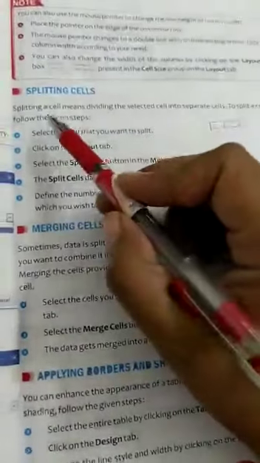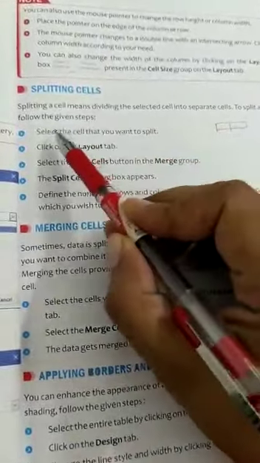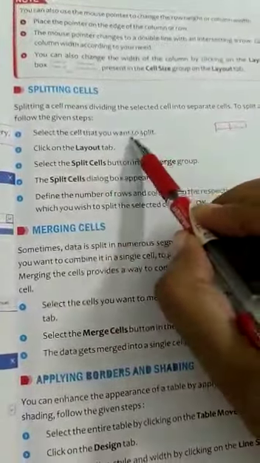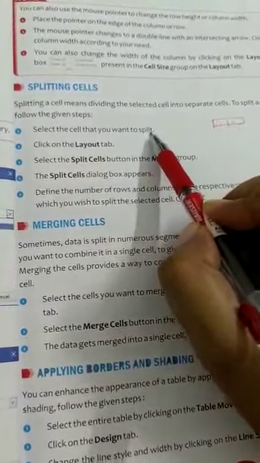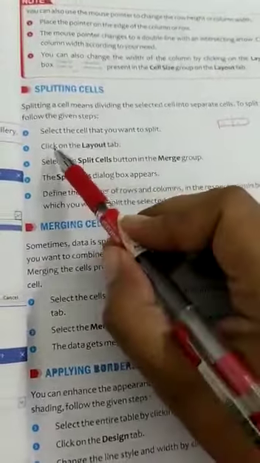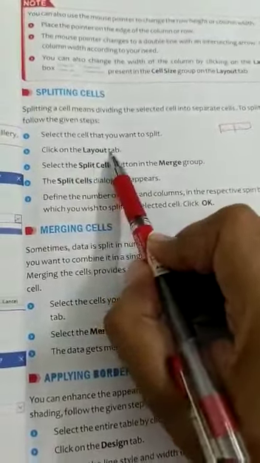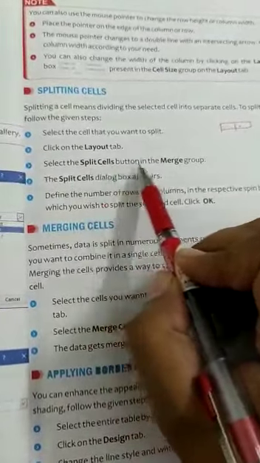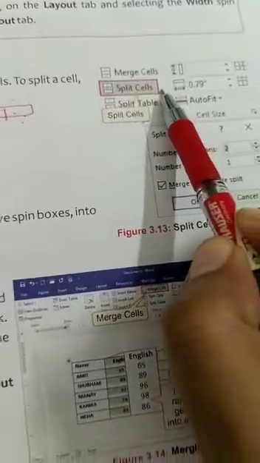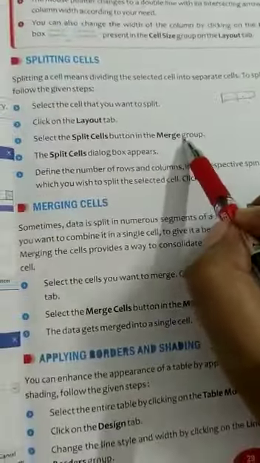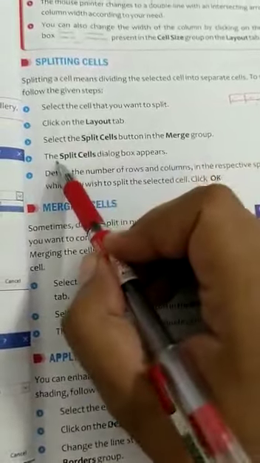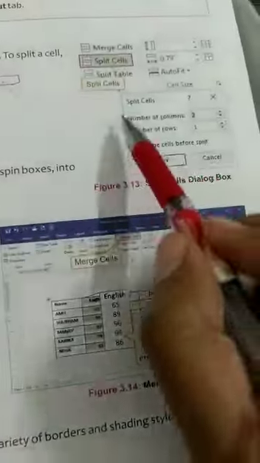To split a cell, follow the given steps. First of all, select the cell that you want to split. Click on the layout tab. Select the split cells button in the merge group. The split cells dialog box appears.